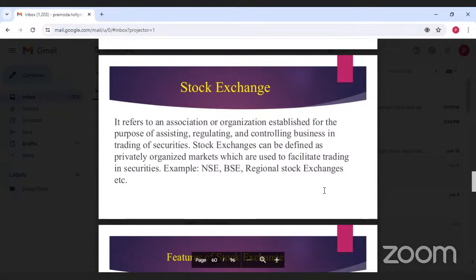Whichever companies whose names are listed in the stock exchange, only such companies are allowed to trade on the floor of stock exchange.